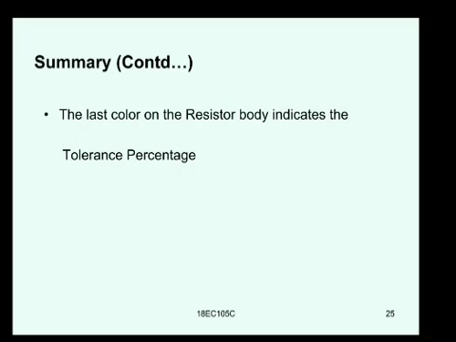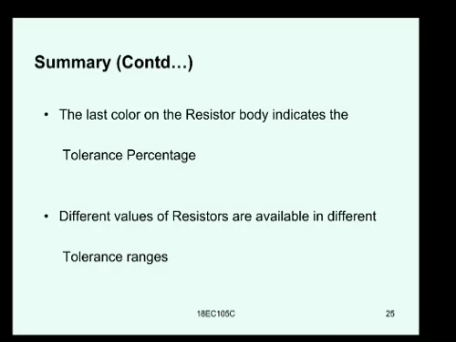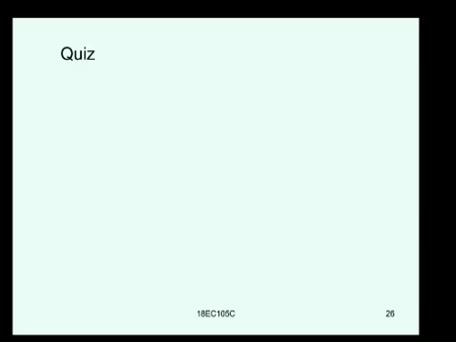The last color band on the resistor body indicates the tolerance percentage. Usually for the 3 color code or the 4 color code, 3 colors will be close by and the 4th color will be spaced apart. That is to indicate the tolerance of the component, and also to indicate which is the first one. The different values of the resistors are available in different tolerance ranges. Now let us review our memory.